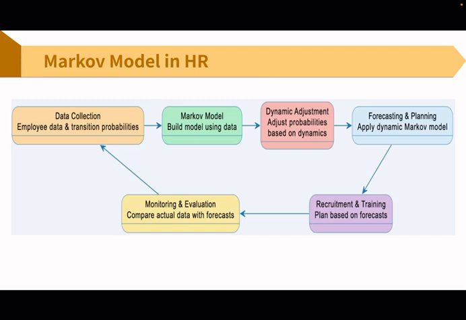About the Markov model in HR, we have 6 parts. The first is data selection: employer data and transition probabilities. And then building the Markov model using the data. And next is dynamic adjustment: adjust probabilities based on dynamics.